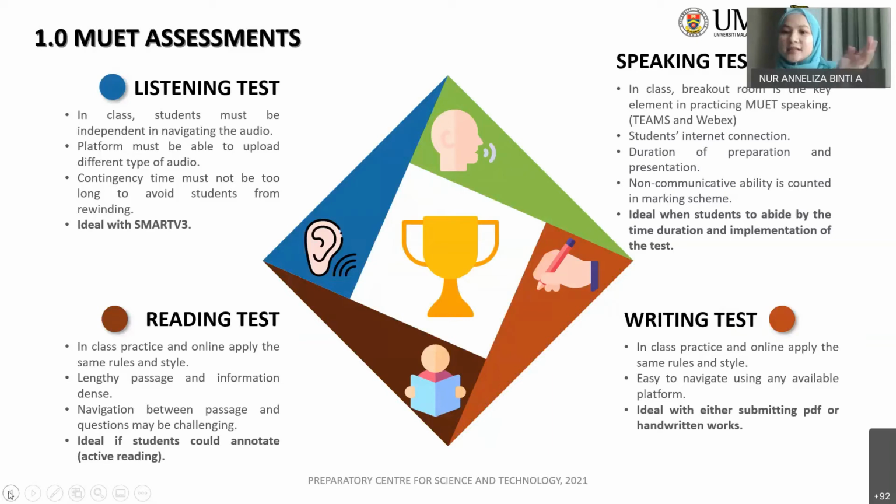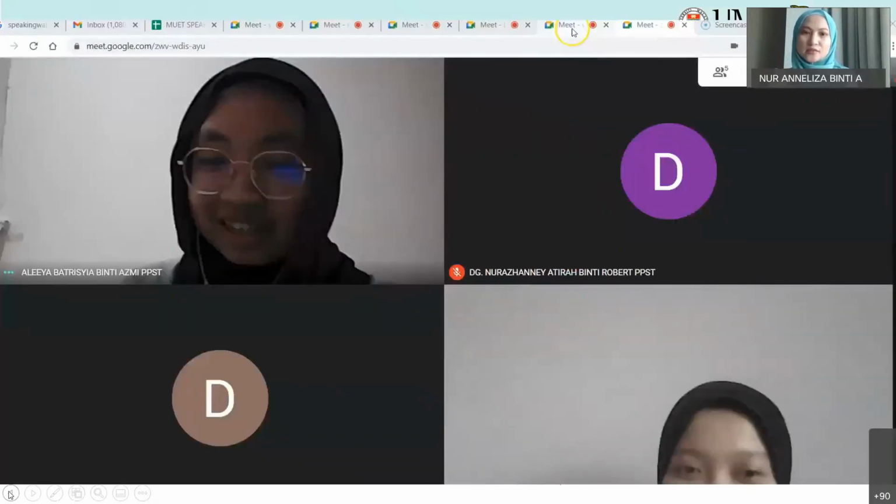Okay, writing test, I think this one is the easiest. You can apply the same rules and style as in class. Whether you want your students to submit a PDF or a Microsoft Word file, you can use Google Drive, you can use SMART B3, or if you want authentic writing, then you ask them to hand in handwritten work. So that one is fine, it works either way. Okay. Now, I'm going to share with you some of our activities.